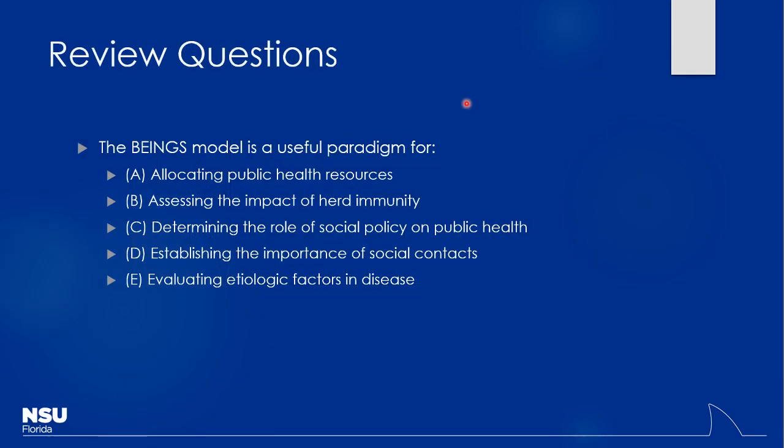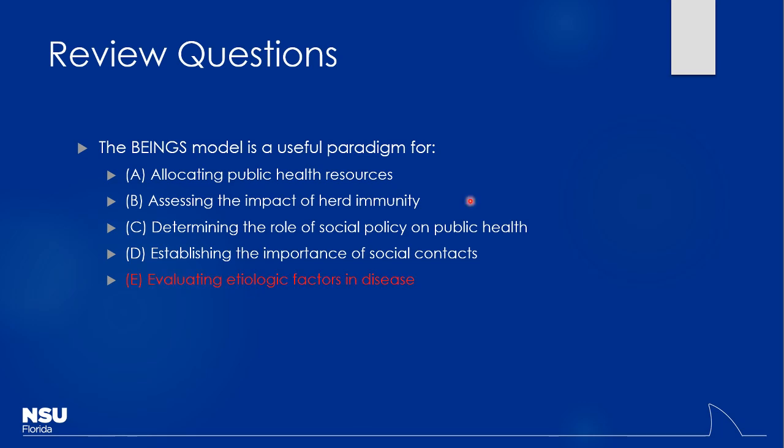Okay, so looking at some review questions, we were talking about the BEAMS model. That was in the early portions of the epi section. What is this a useful paradigm for? Again, you can look forward and get all the answers, but I would try to think through it now with me. What do you think? Is it good for allocating public health resources? Assessing the impact of things like herd immunity? Determining the role of social policy? Establishing the importance of social contacts, or evaluating etiologic factors in disease?